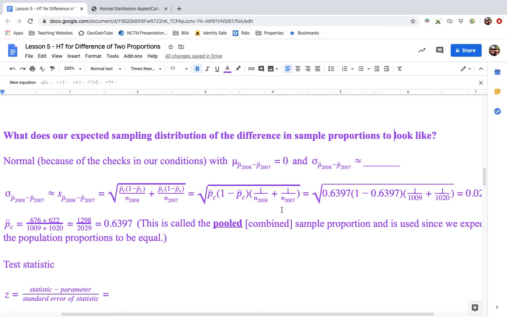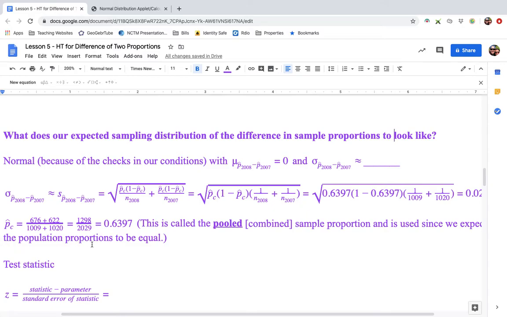Like, why don't we just use those in this formula and calculate our standard deviation or standard error, which estimates our standard deviation? Well, the reason we don't is because you are making one big assumption and one expectation in this problem, and we expect the proportions in each year to be equal. So what we do is we make a combined sample.